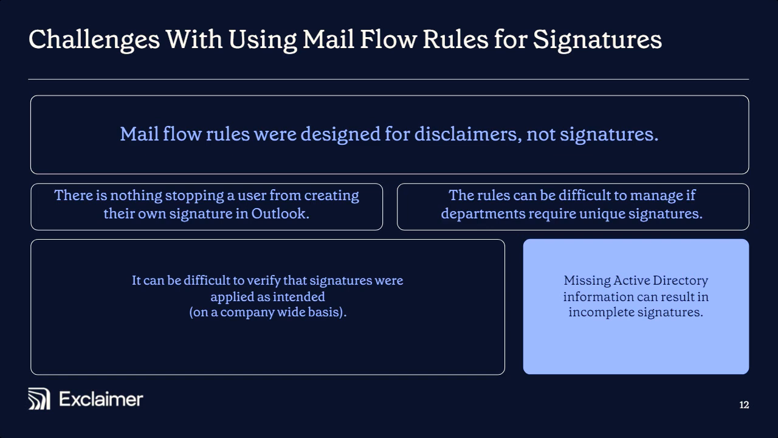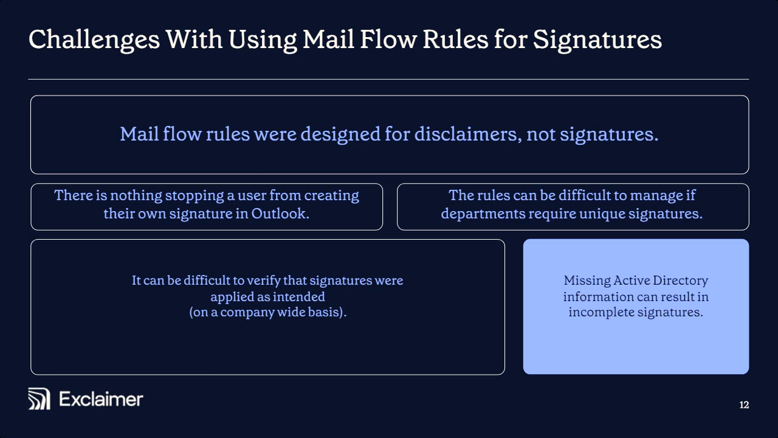So imagine this for a moment. You've set up mailflow rules for the very first time. You've created a signature to be used by the entire organization. And the first thing that you would probably do in a situation like that is send yourself a test email just to see if the signature is being applied correctly. And let's say that it is. That's great. But that only confirms that the signature is working for your own mailbox. It doesn't tell you anything about anybody else's mailbox.